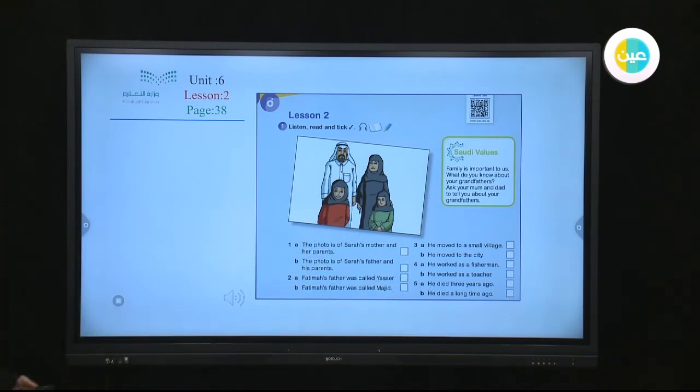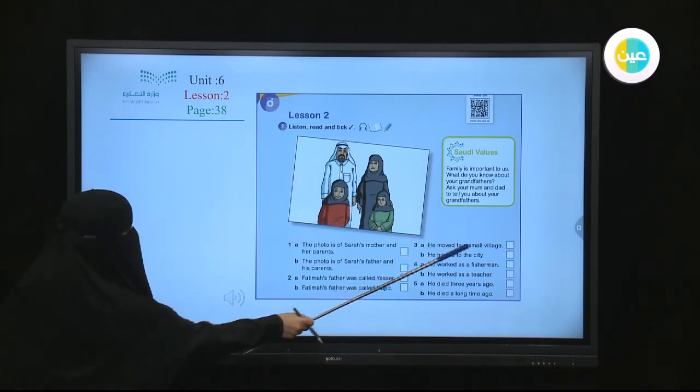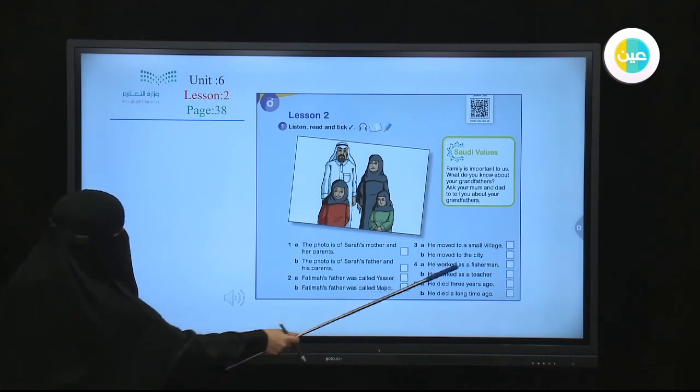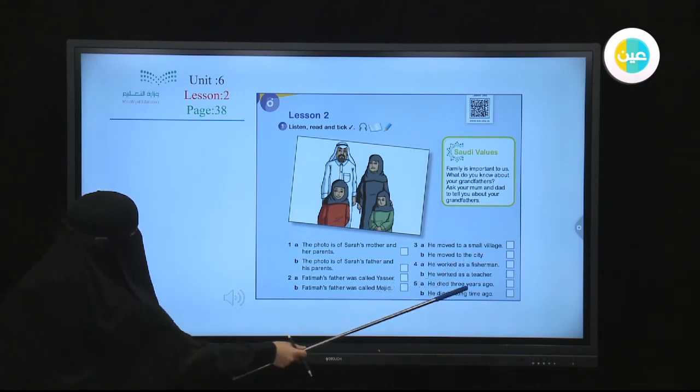Okay, so I wish you would write down the answers, to tick the answers, because I can't do it here. The photo of Sara's mother and her parents, of course, not Sara's father. And the grandfather was called Majid. He moved to a small village. He worked as a fisherman and he died 3 years ago.